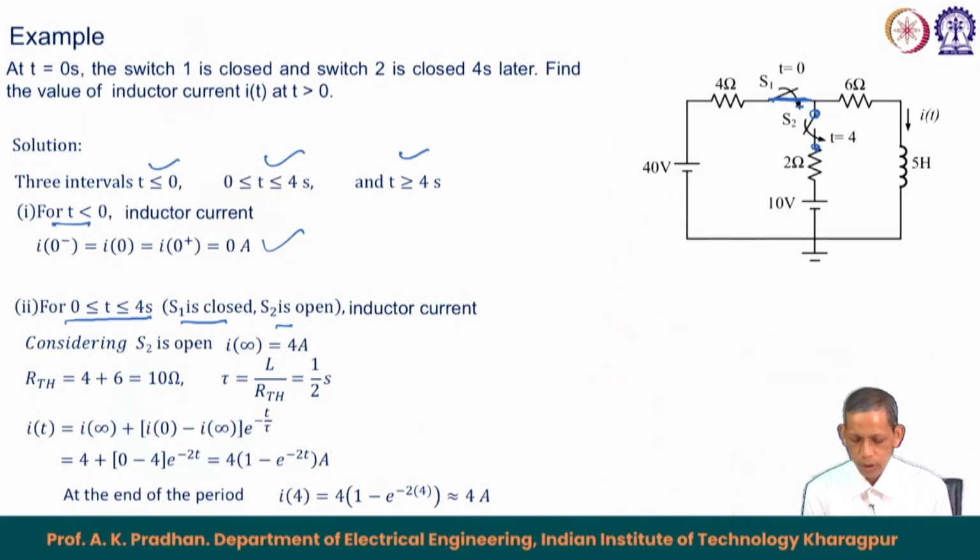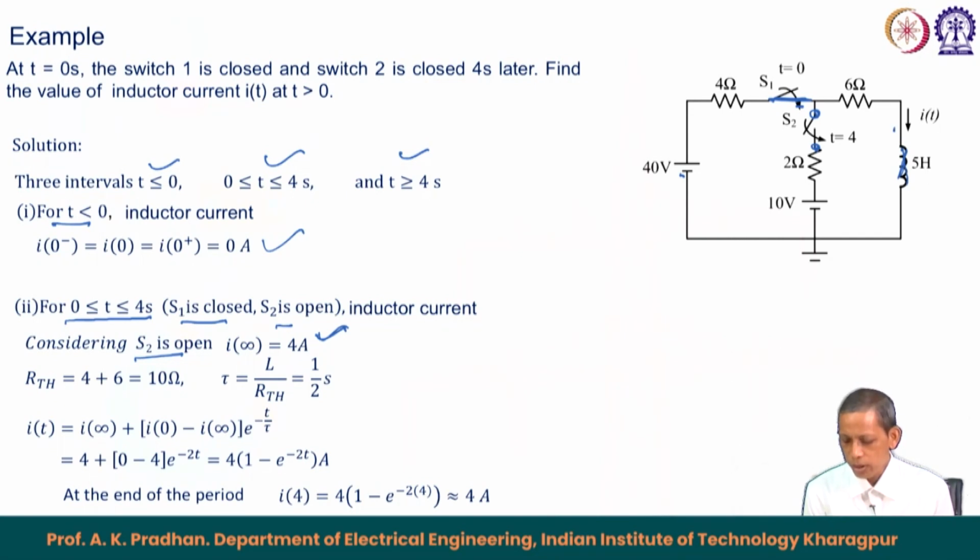Now, in this case, let us assume that we do not know about the second switch. So, we can assume that S2 is open. So, we can say that I infinity equals 4 ampere. What is I infinity? I infinity is nothing but the steady state current. So, at steady state this will be shorted, which means 40 divided by 4 plus 6, that becomes 10. So, 40 divided by 10 will be nothing but 4 ampere. So, we got 4 ampere.